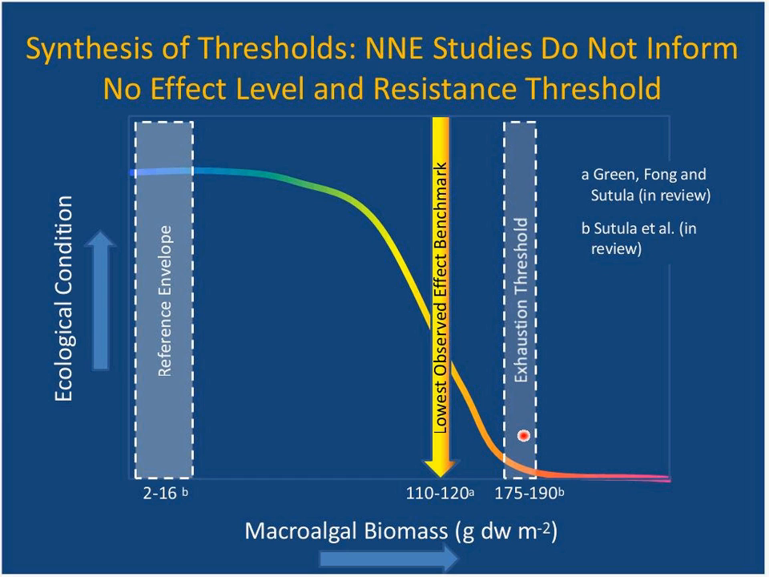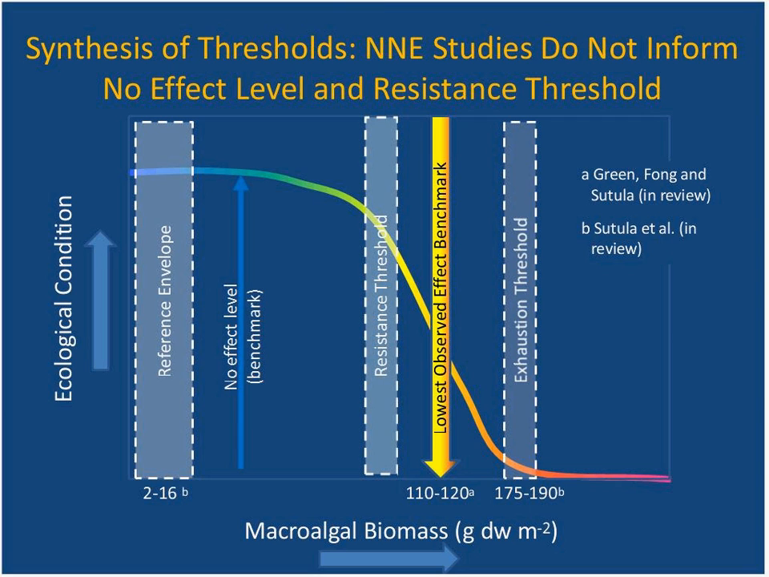But I think the issue that the State Water Board will still need to deal with is that these studies by themselves do not inform two things. It doesn't inform the effect level, or benchmark, as well as the resistance threshold. What is the point at which things start going bad? And at this point, based on these data alone, we do not know the distance, essentially, between this lowest observed effect benchmark and resistance threshold. So the question we would want to ask is, are there any additional studies that can help to inform that?